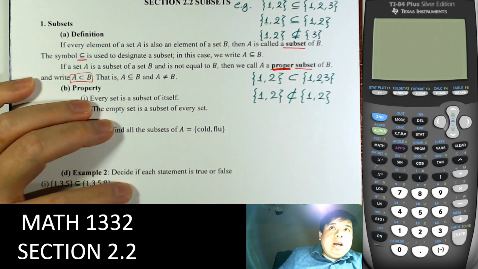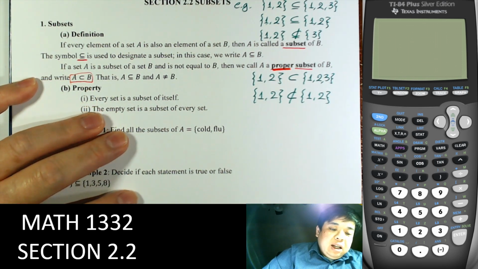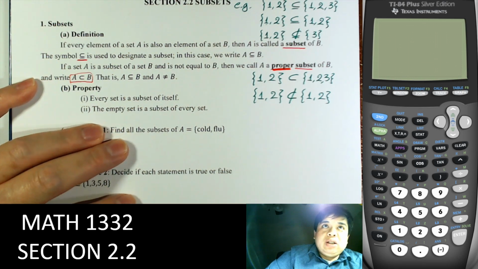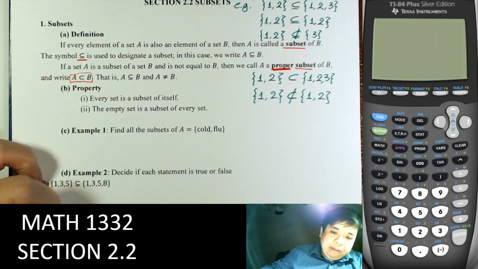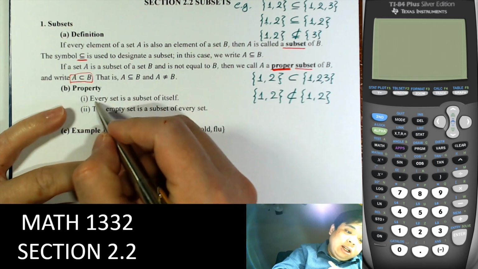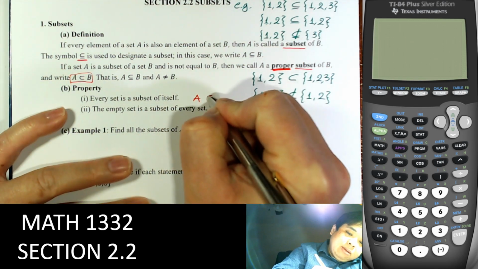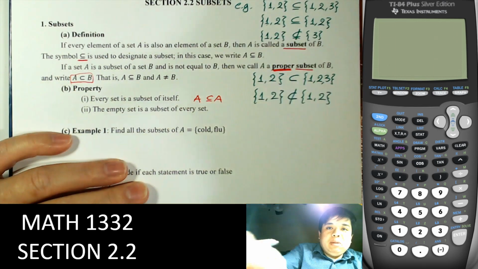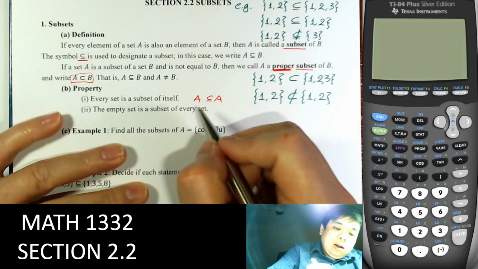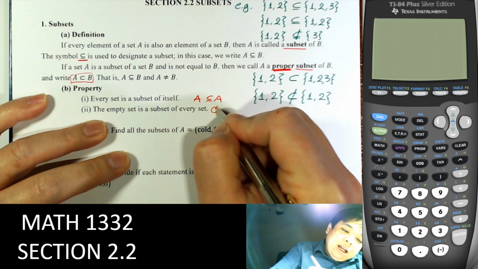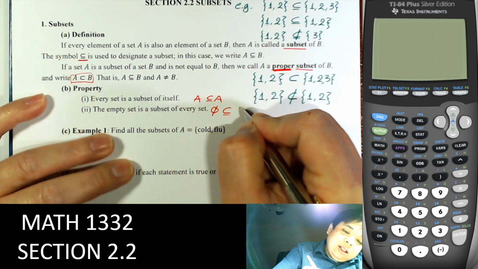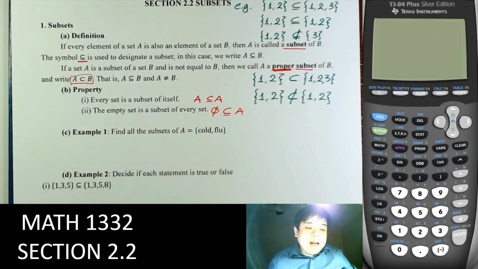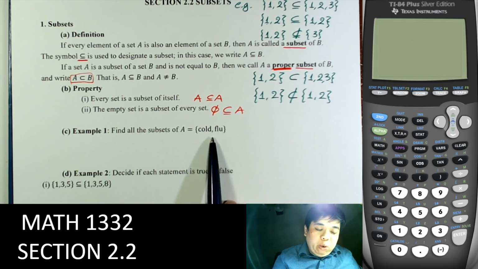Here we have some properties. Every set is a subset of itself. An empty set is a subset of every other set. So to write it out, A is a subset of itself. Not a proper subset, that would be wrong, but just a subset. And the empty set is a subset of every other set.